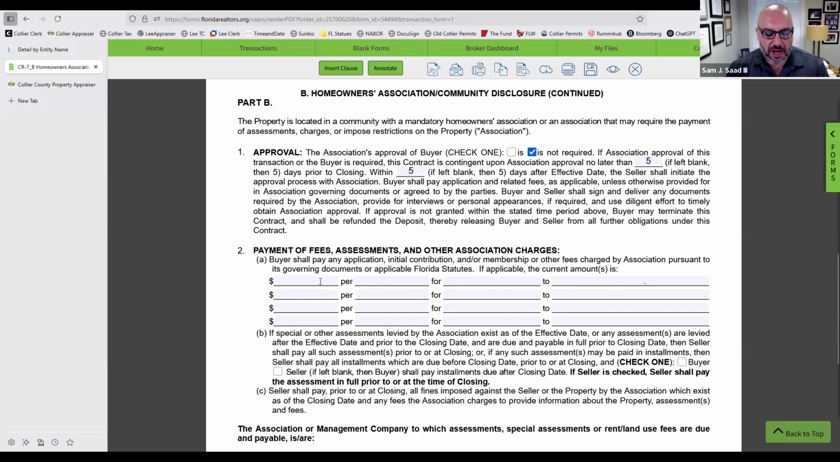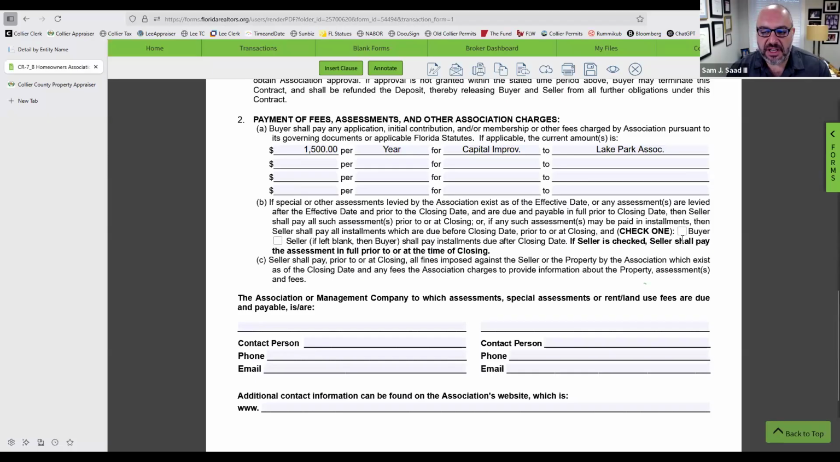If you had a capital contribution fee, say it was $1,500 per year for capital improvements to Lake Park Association, you would fill it in like that. Then you determine who pays the assessments down here under 2B. The buyer pays or the seller pays if they're due after closing. We're going to have the buyer pay.